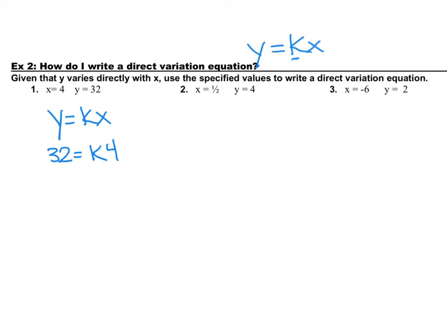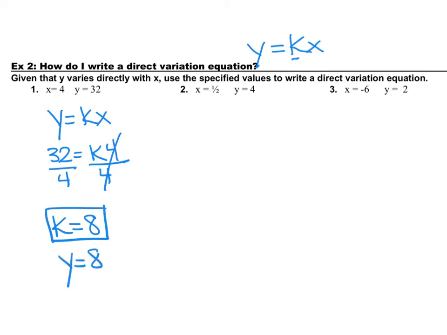So now let's get k all by itself. We would then divide by 4, then k is going to be equal to 8. So if I wrote our direct variation equation, it would be y is equal to 8x, because our constant of variation is 8. All right, let's do the next one.